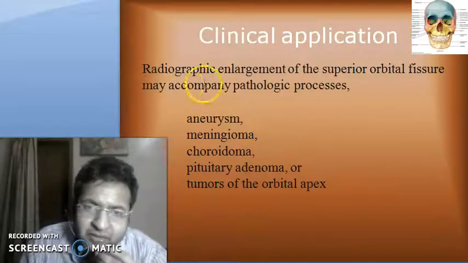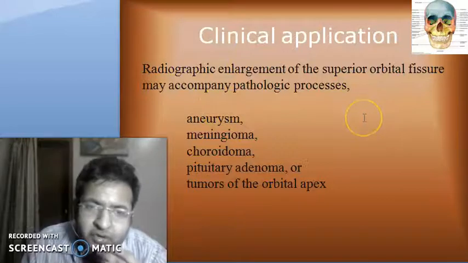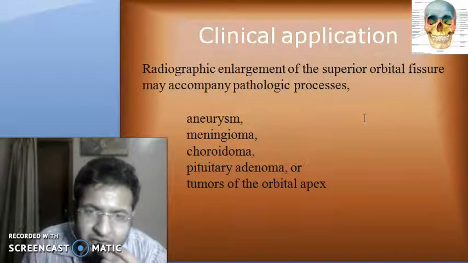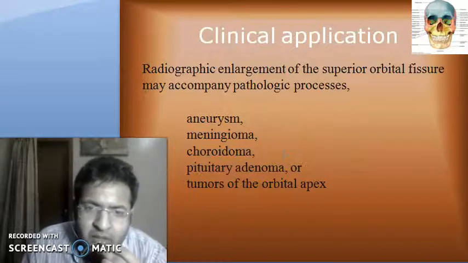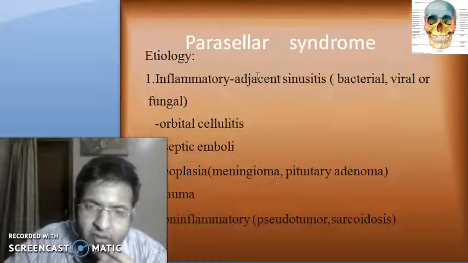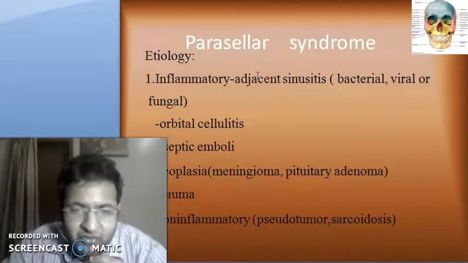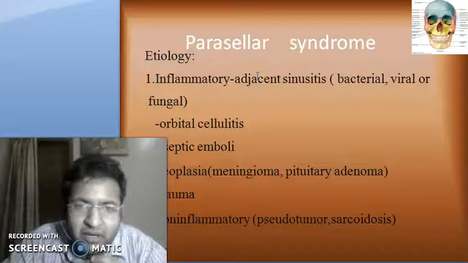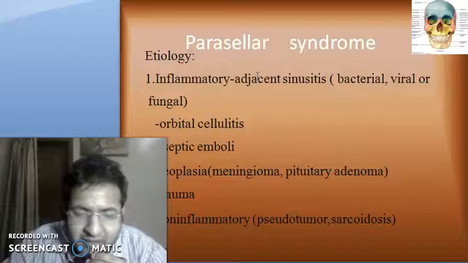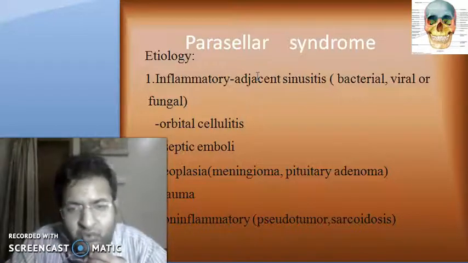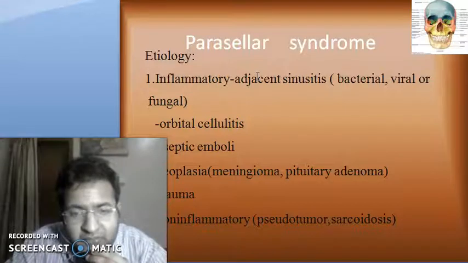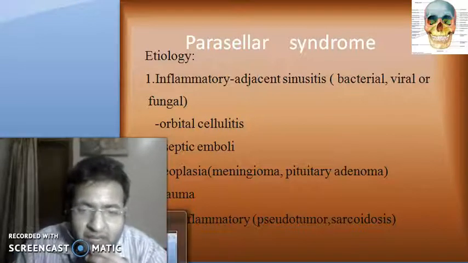Clinical application. Radiographic enlargement of the superior orbital fissure may accompany many pathological processes such as aneurysm, meningioma, choroidoma, pituitary adenoma, or tumors of the orbital apex. The parasellar syndromes are due to inflammation from adjacent sinusitis, which can be bacterial, viral, or fungal and cause orbital cellulitis and septic emboli; due to neoplasia, either meningioma or pituitary adenoma; trauma; or non-inflammatory causes such as pseudotumor and sarcoidosis.